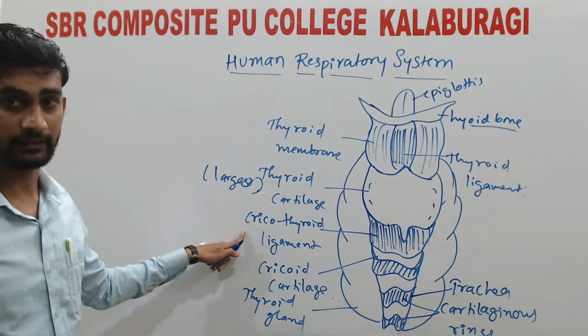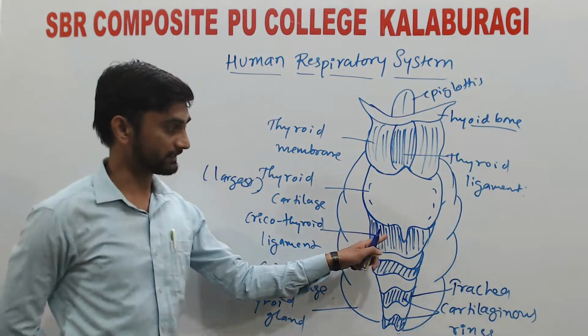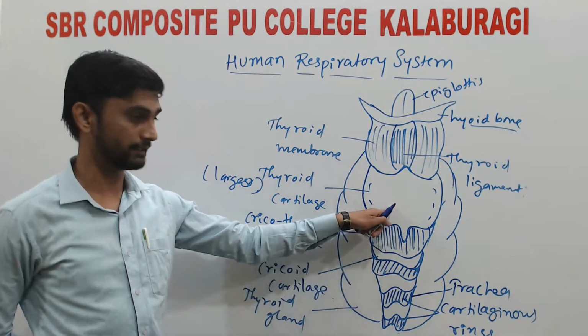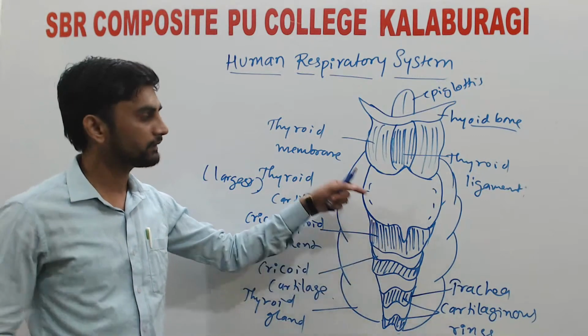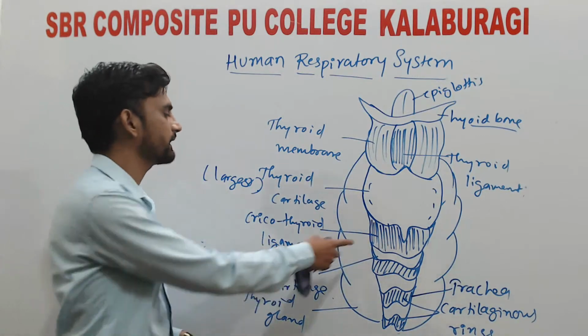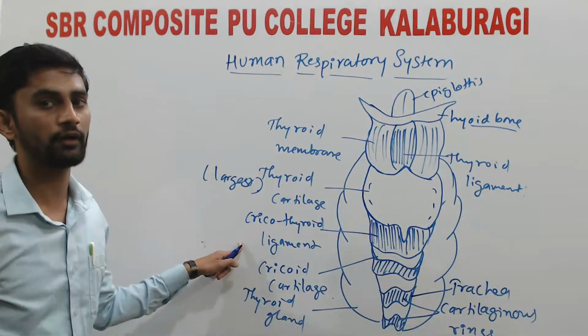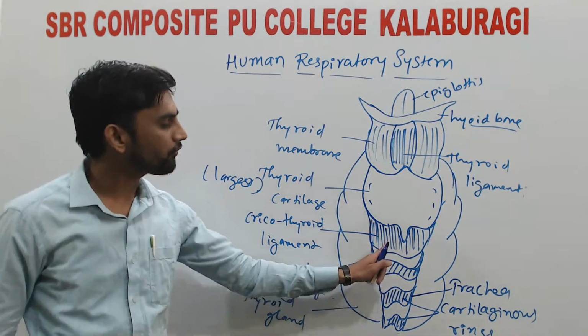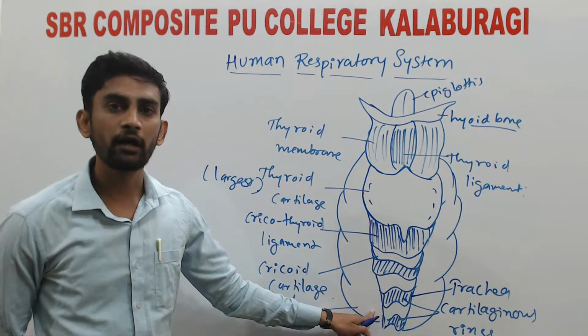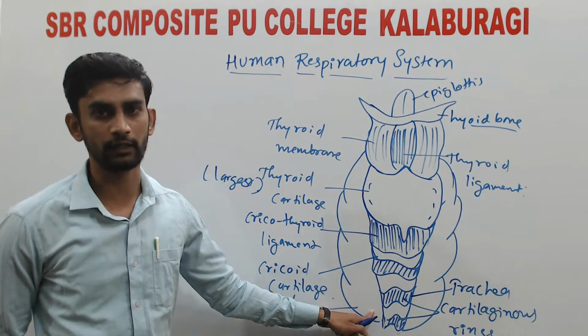Why are we calling it cricothyroid? This is present between the cricoid cartilage and the thyroid cartilage. In between, the thyroid cartilage is attached with the cricoid cartilage with the help of this cricothyroid ligament. Like I told you, the larynx opens into the next part, the windpipe, which we call the trachea.